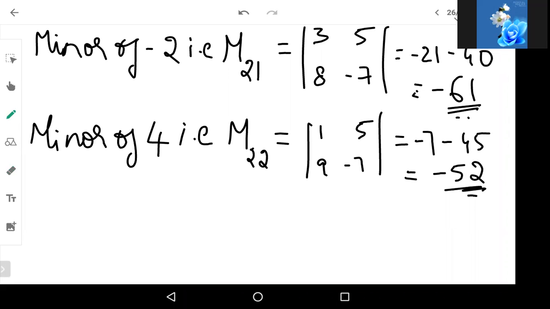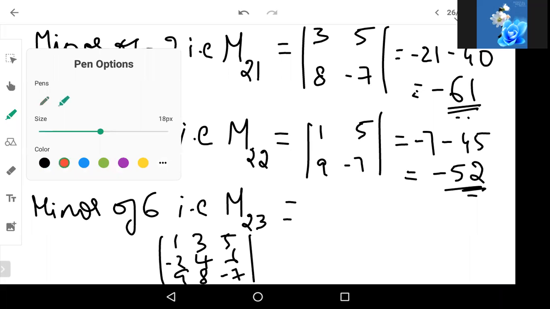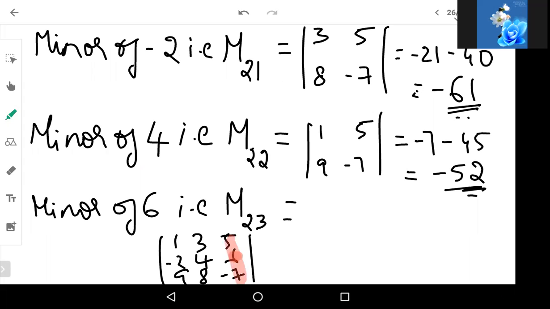Now next, minor of the third element in the second row is 6. So M, second row, third column. Okay, second row, third column. Again, determinant 1, 3, 5, -2, 4, 6, 9, 8, minus 7. So now we want 6. So take out the third column and second row. So what is left over?